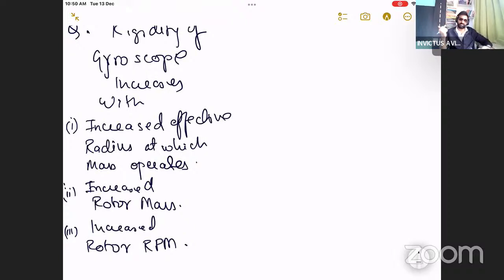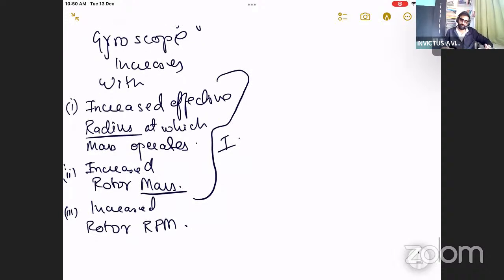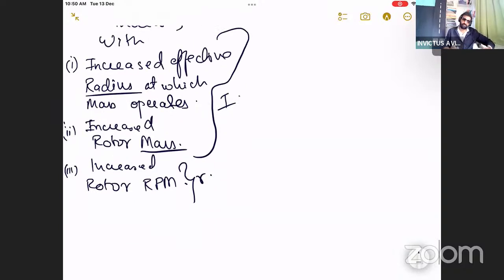What does the inertia depend upon? The inertia depends upon the size and the mass. So the first two points are nothing but your I, gyroscopic inertia. And the third point is nothing but your R. So the formula doesn't change. The factors will not change. The language of the questions could change. So be very careful, okay? Have you understood it, students?